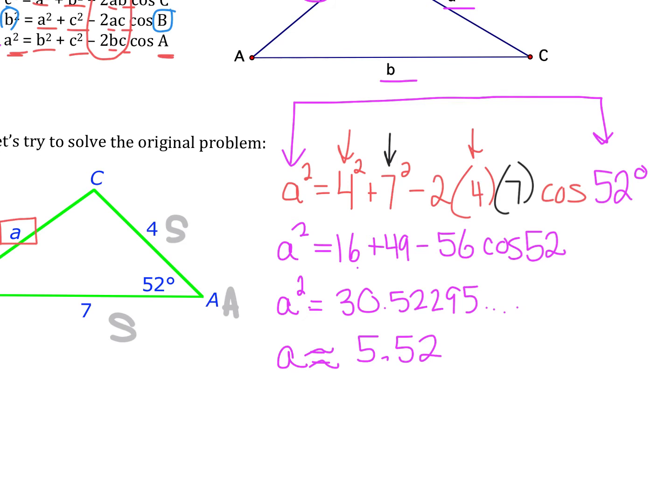Now, what's nice is if you have a graphing calculator, which you should, it's a requirement for this class, in this step you can just literally type in this entire right side of the equation, left to right, exactly how you see it here. You don't have to worry about squaring and subtracting and multiplying, all that. Just type it in left to right: 4 squared plus 7 squared minus 2, parentheses 4, parentheses 7, cosine 52. Press enter, square root that answer, and you get A.